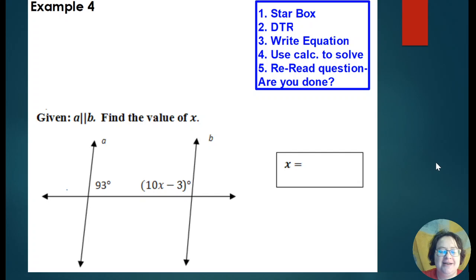All right, let's try another one. So we are given that A and B are parallel. It says find the value of x. So the first thing we're going to do, because A and B are parallel, we're going to star box. Go ahead and pause the video and star box on your PowerPoint. When you're done, hit play and we'll pick up from there.